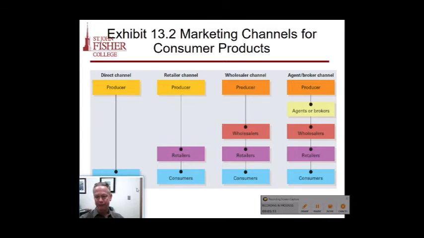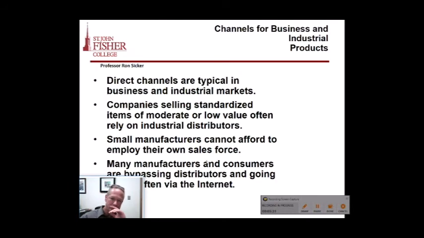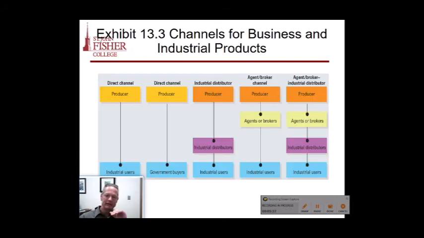Someone makes a perfume, an agent or broker sells that perfume to a wholesaler, then to a retailer, then to the consumer. High-end hair care products oftentimes will do that, and other things like that. So channels for business and industrial products are just about the same. This slide says that it's producer to industrial user, producer to government user, producer to distributor to industrial user, and so on and so forth. The difference is channels for business and industrial products use more agents and brokers than does the retail type of industry.